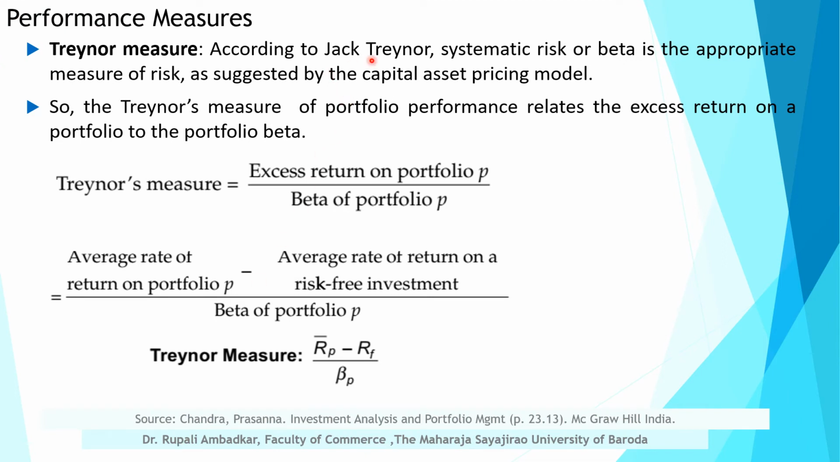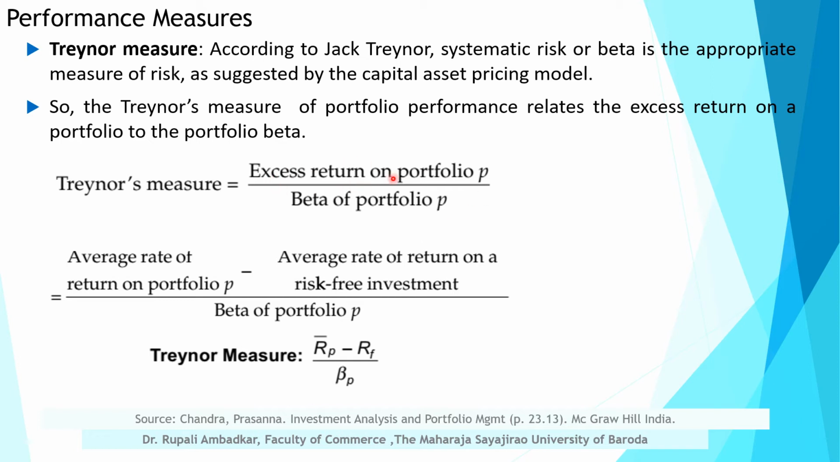According to Jack Treynor, systematic risk or beta is the appropriate measure of risk as suggested by the capital asset pricing model. So his measure of portfolio performance relates the excess return on portfolio P to the beta of the portfolio.